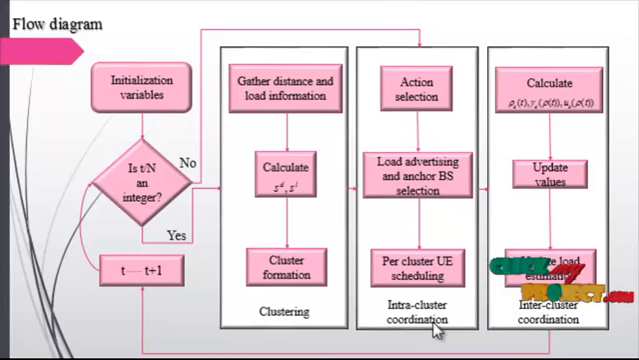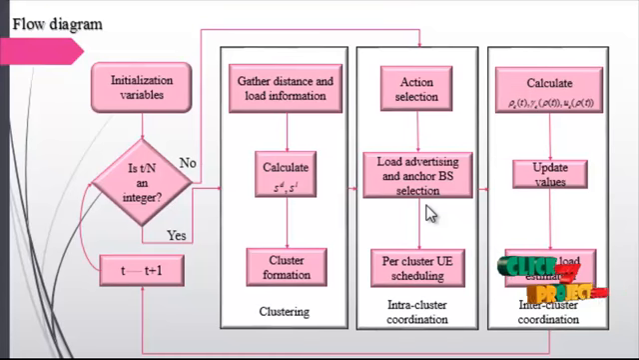And then intra-cluster coordination. In this intra-cluster operation, it has action selection, load advertising and anchor base station selection, and per cluster UE scheduling. In action selection, we calculate a^c(t) equal to f(pi(t-1)). That is the equation in the paper, indicated as the 23rd equation. The load advertising and anchor base station selection is also a function of a^c(t), indicated in the paper as equation number 5. And then the cluster UE scheduling is given by equations 17 to 19.